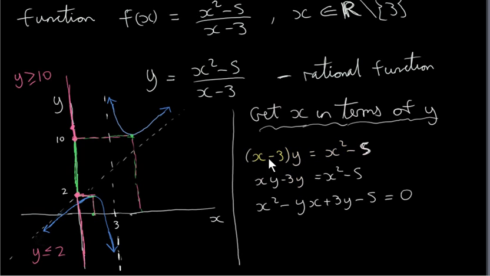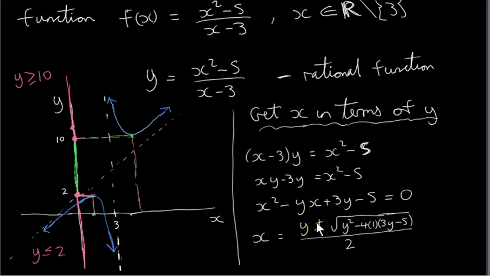So multiplying y into this and bringing xy minus 3y across to the other side, we get x squared minus yx plus 3y minus 5 equals 0. And we have to solve this quadratic equation to find out x. We will have x then in terms of y. Here we have x in terms of y. There are two expressions for x depending on whether we take plus or minus.